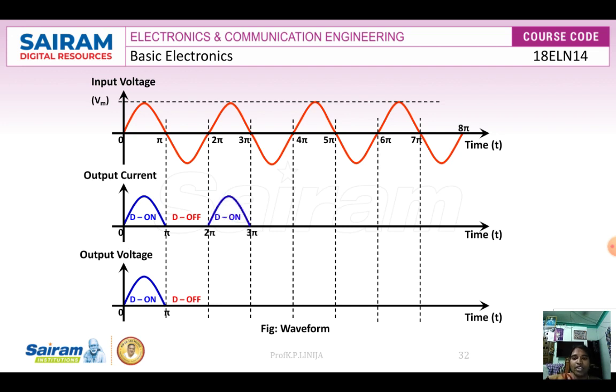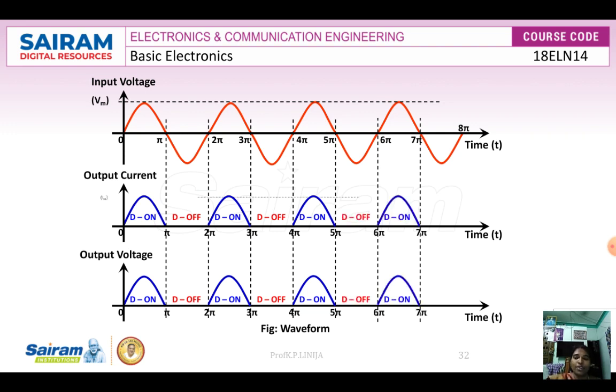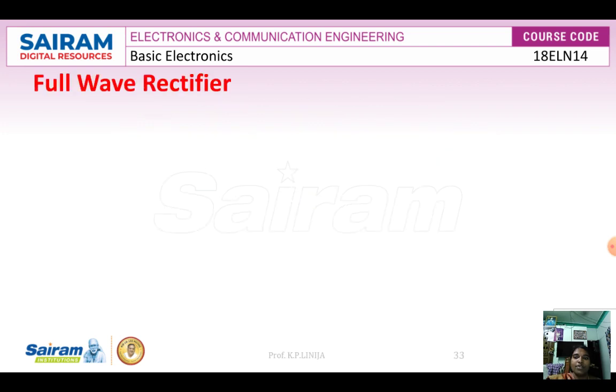Since the diode is biased only for the positive half cycle, such a circuit we call a half wave rectifier. Okay, hope everybody understood. The maximum level of the current is represented by Im, and the maximum voltage is Vm. Clear to all of you?